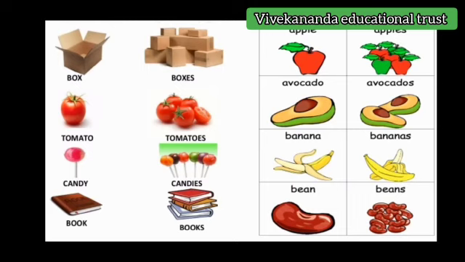Next word, book. So the word ends with K. So we have no certain rules for K. So the plural form of book is books. We are just adding S at the end of the word. Next we are going to see some examples of fruits. Apple, apples. We are adding S at the end of apple. Avocado, avocados. Banana, bananas. Bean, beans. Yes children, now you are able to understand how to change a singular noun into plural noun with the rules.